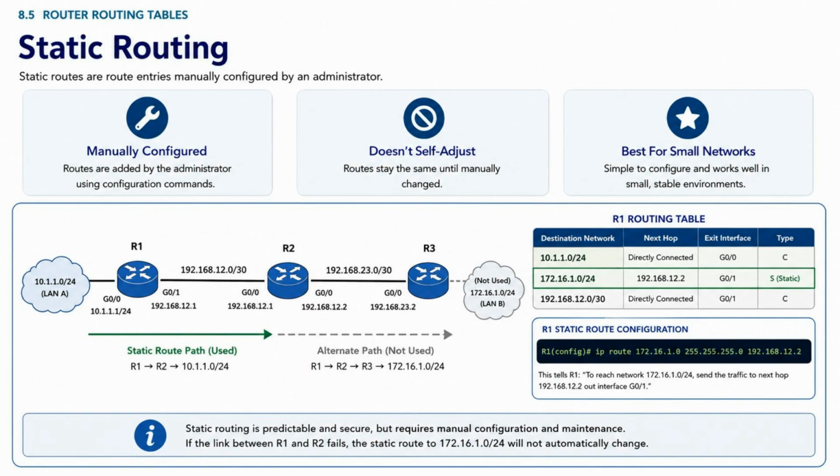Static routes are manually typed in by an administrator. Three characteristics shown on screen. Manually configured, exact entry typed by hand, doesn't self-adjust. A topology change means manual reconfiguration, and best for small networks, few or no redundant links. The diagram shows a static route to 10.1.1.0/24 via R2. If that link fails, traffic doesn't automatically reroute through R3, even though a path exists.